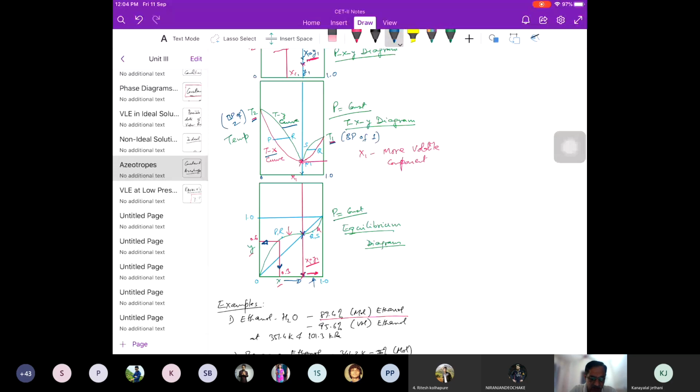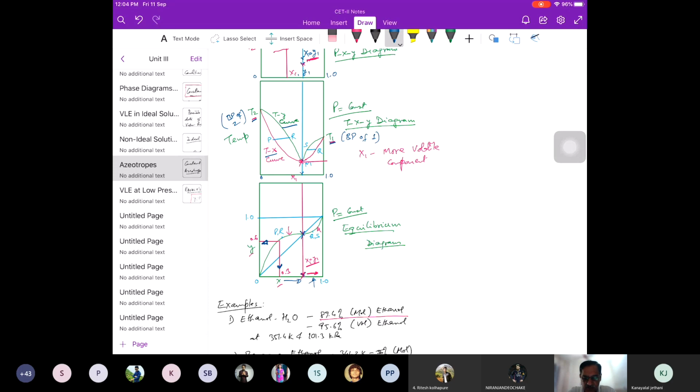If I start from this point, then it's a different situation. We generally have a dilute solution and we want to get a product which has higher composition. The purpose of the discussion is that if I start with 30% methanol in water, I want to get methanol which is 90%. That is the objective.